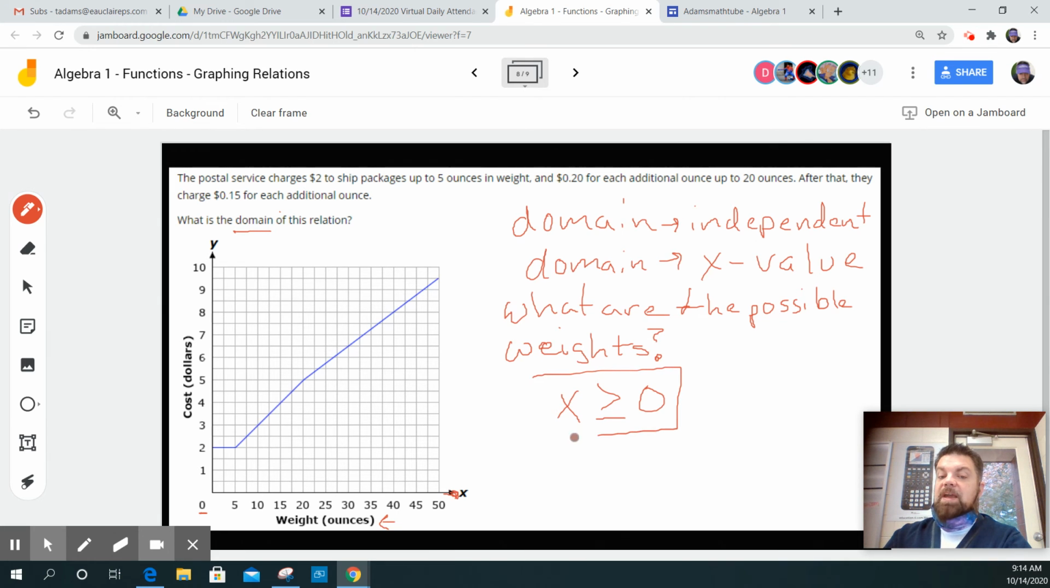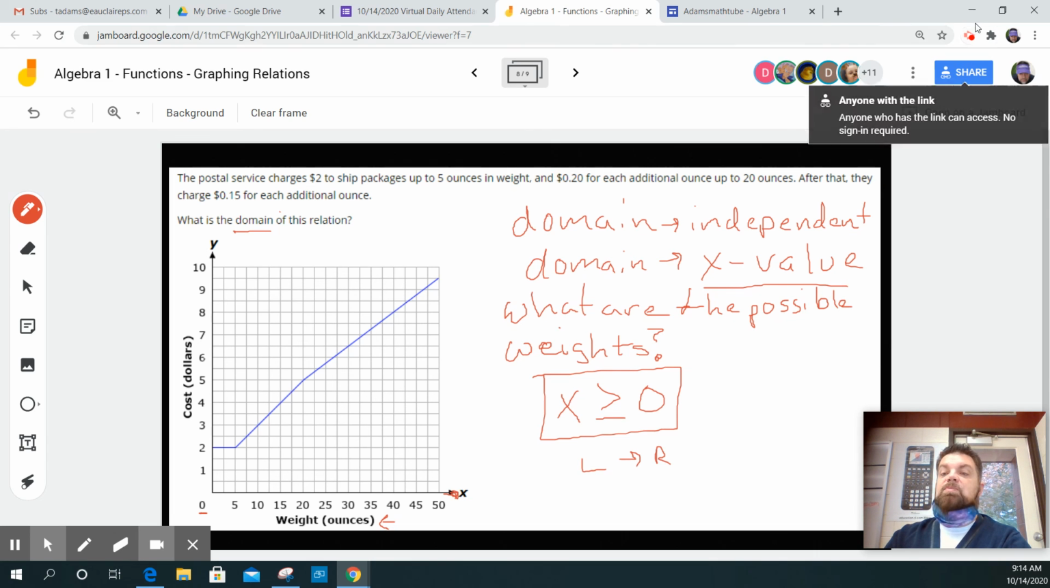So then the domain, based on the graph, they're going to take this line all the way up to 0. Okay? So when we look at the domain, we've really got to look from left to right and figure out what all the possible x's are. And sometimes you're going to get confused and focus on the y's. No, domain is always going to be the x values, always. Okay? What are the possible x values?